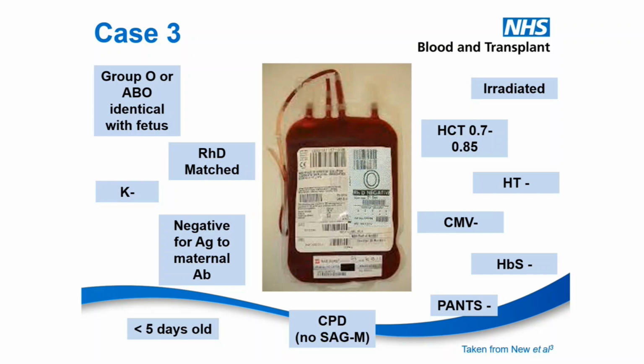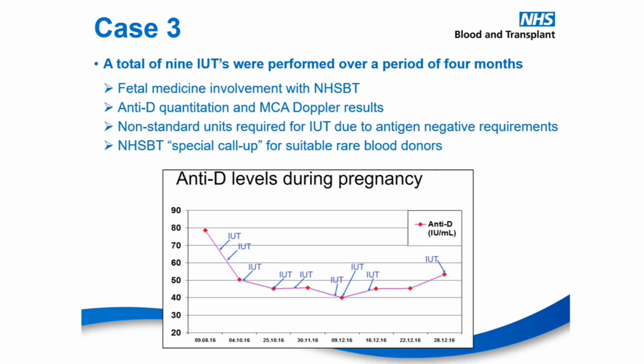So will anybody know why we say not SAGM? So we've got this potential toxicity associated with the mannitol in the SAGM. So then the last one, we've got HPA neg, so that's the platelet antibody negative. So ideally from male donors, and in addition, we would want this IUT to be cross-match compatible by IAT with the maternal plasma. So this is what we did. This is all obviously in accordance with BSH and Green Top guidelines.